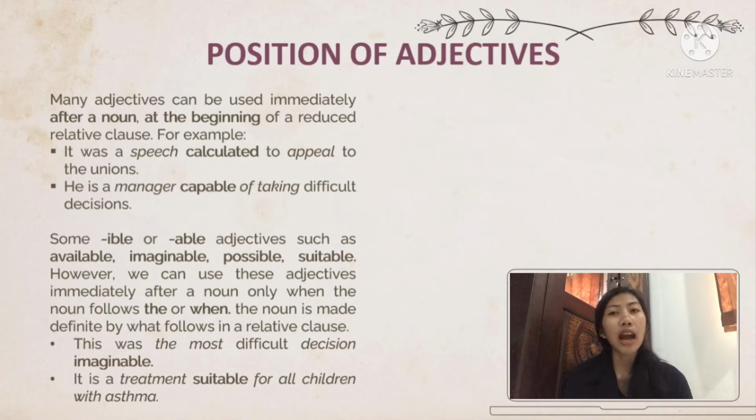While some -able or -ible adjectives such as available, imaginable, possible, suitable, etc. However, we can use these adjectives immediately after a noun only when the noun follows the superlative or when the noun is made definite by what follows in the relative clause. For example, this was the most difficult decision imaginable. For the second example, it is a treat suitable for all children.